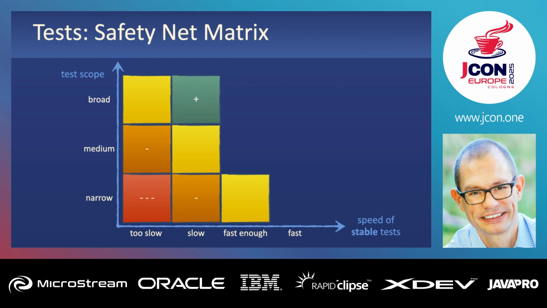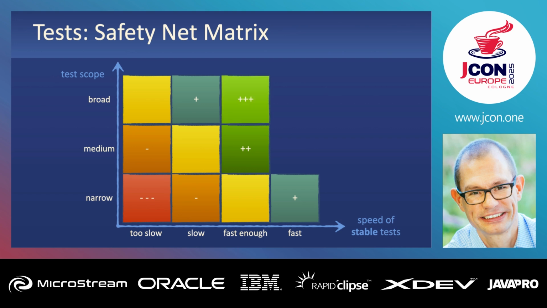Then we get into greener colors. Slow tests with a broad test scope. Yeah, that's desirable. Or fast tests with a narrow scope. You know them. These are the unit tests that we usually write. Really fast, but really narrow test scope. And then we get fast enough tests with medium test scope.